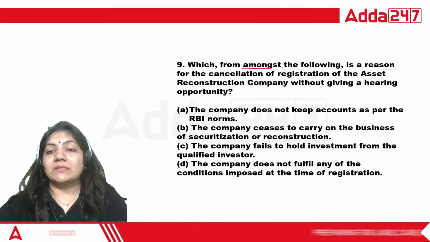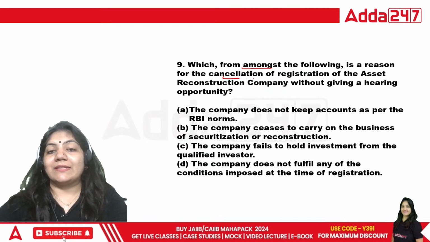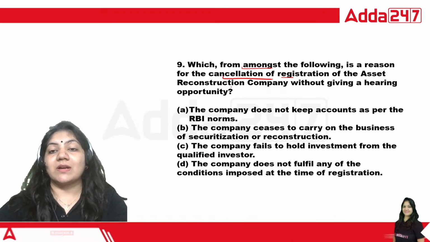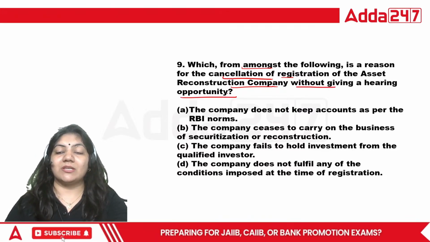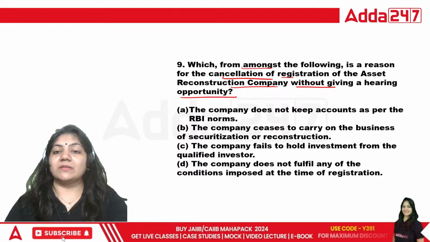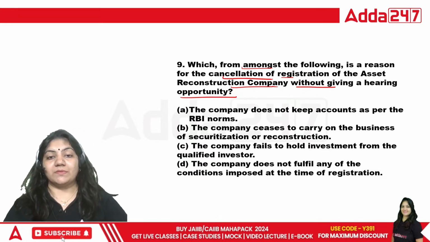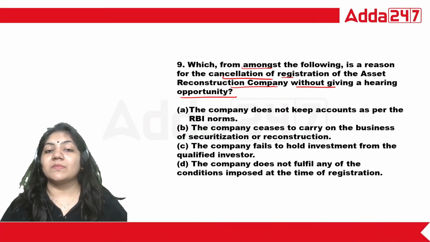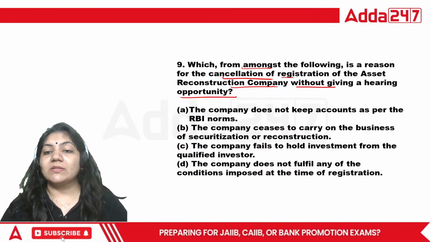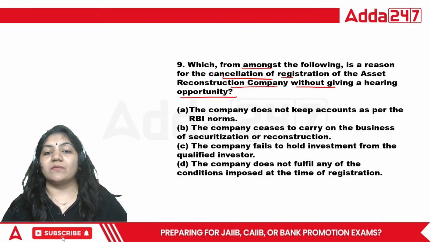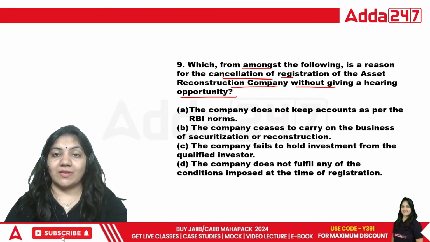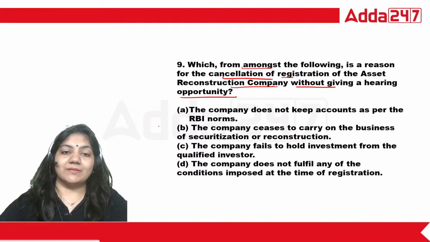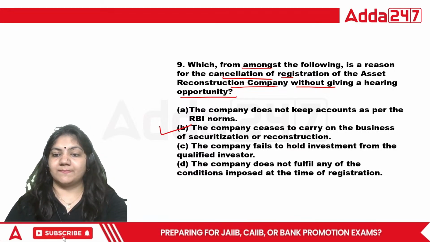Which from amongst the following is a reason for cancellation of registration of ARC company without giving a hearing opportunity? Tell me. The company does not keep account as per RBI norms. The company ceases to carry on the business. The company failed to hold investment from the qualified investor, and the company does not fulfill any of the conditions imposed by registration. 9th one. That is B is the right answer.